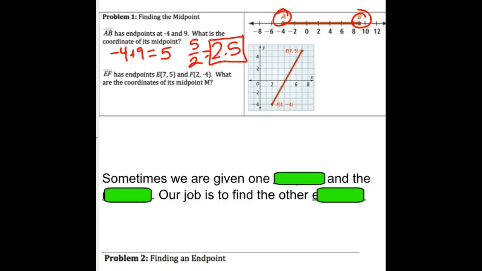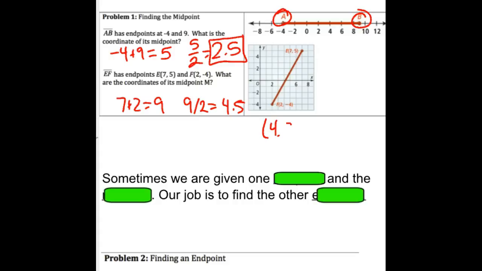We do the same thing in the coordinate plane, but with the x values and the y values. So EF has endpoints E at 7, 5 and F at 2, -4. What are the coordinates of its midpoint M? So we're going to add the x values, 7 and 2. 7 plus 2 is 9. We're going to then take that 9 and divide it by 2 to get an x value of 4.5.